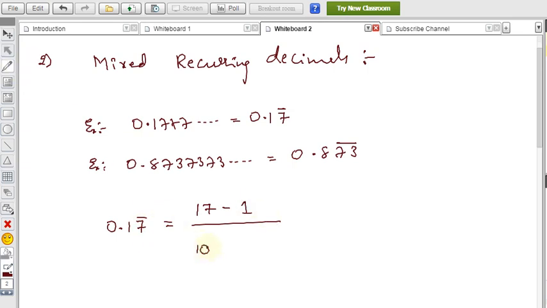Divided by 10 to the power number of digits after the point, there are 2, minus 10 to the power number of digits after the point which are non-recurring, that is 1. After the point the number of digits is 2, because 1 and 7, where 7 is repeated, but overall the digits are 1 and 7, so 2, minus 10 to the power number of non-recurring digits after the point: 7 is recurring, 1 is non-recurring, so 1. Now if we simplify, that is our answer. 17 minus 1 is 16, over 10 squared, 100, minus 10. So 16 by 90. You can simplify to 8 by 45. Now this is the vulgar fraction of 0.17 bar.